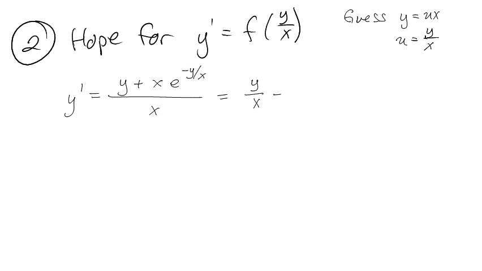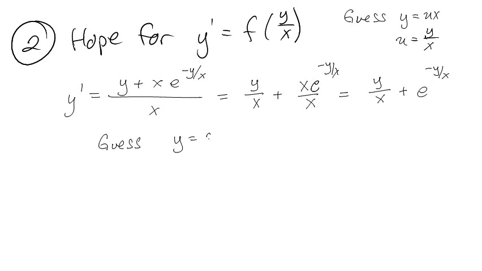So if I divide each individual term, then I clearly can see that I can write this in terms of y over x. Okay? So this means that I'm going to guess a solution of y is equal to u times x. Now, again, all I'm going to do is take that guess and plug it into the original equation and see how far along I can get.